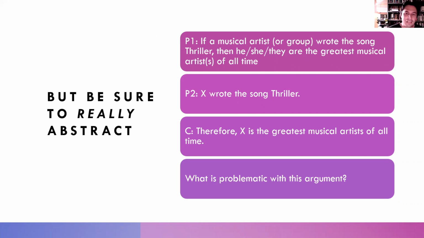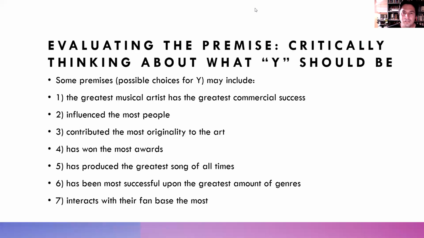But second, you're just sort of pushing back the critical thinking. Maybe if X wrote the greatest song of all time, but then you have to argue that Thriller would be the greatest song of all time, and you have to argue criteria for establishing the greatest song of all time. So this is just a simple exercise and method for evaluating the premises instead of evaluating the conclusion. So I hope this helps, and let me know if you have any questions.